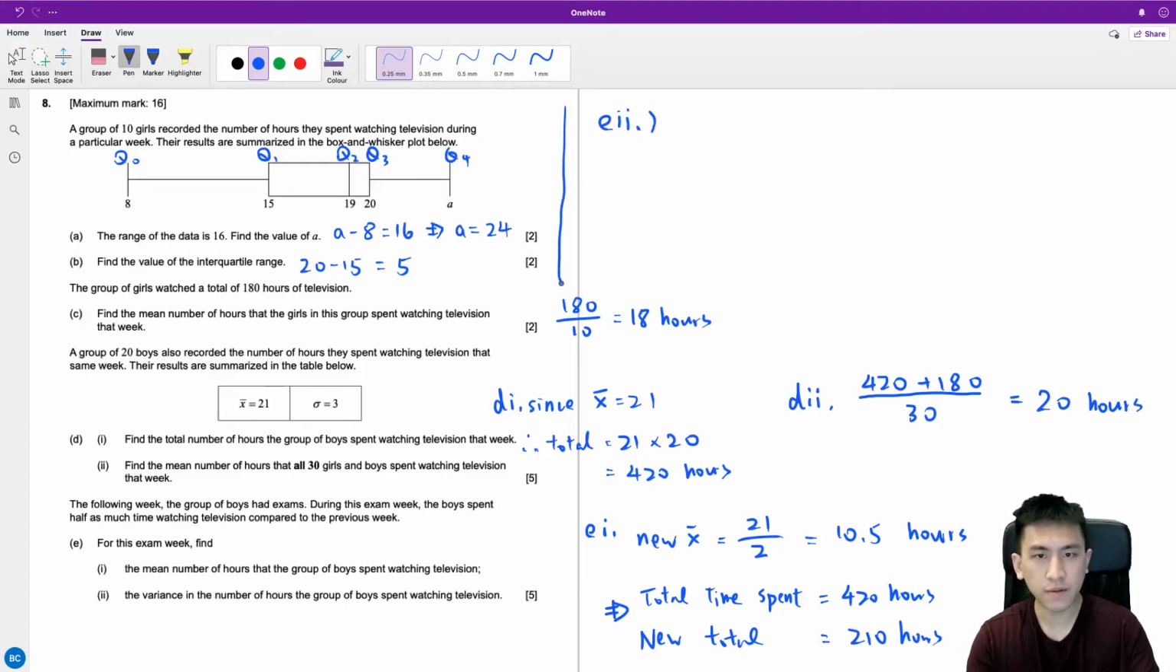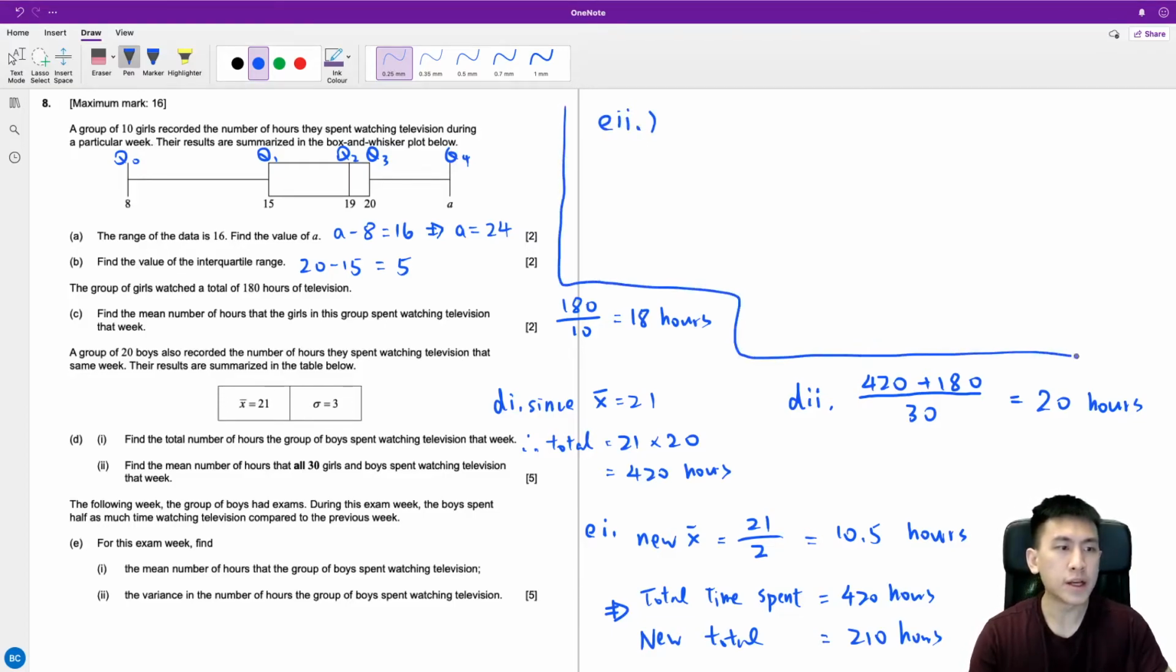Let me give myself a little bit of space. Now this might not be that obvious, however, because they're asking for how the variance changes. Now, if you know, this is actually quite straightforward. It's simply if everyone spent half the time watching, you multiply the variance by a quarter instead.